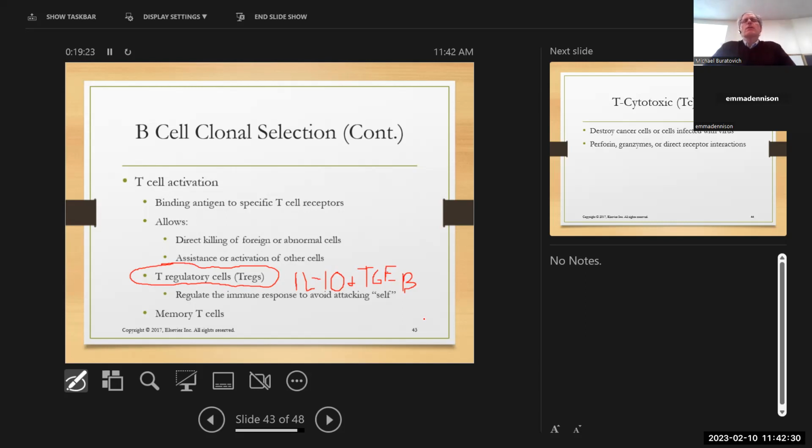T regulatory cells are also activated by very small amounts of antigen. If you're constantly exposed to really small amounts of antigen, the T regulatory cells are activated without the helpers being activated. So that'll actually prevent you from responding to the antigen. And that's why things that you grow up with, you don't tend to react to them.